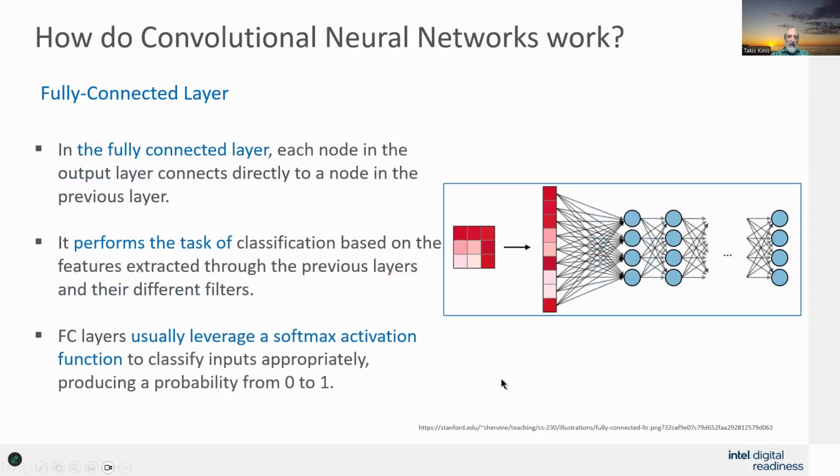So in this approach, each node connects directly to the node in the previous layer, like in all neural networks. It does the classification based upon the features it extracted through the previous layers and their different filters. And so, the filters from the previous layer have a byproduct effect on what's coming up. So that's different now than the ones that are the feed forward that don't look backwards. This one is affected by what happened before.